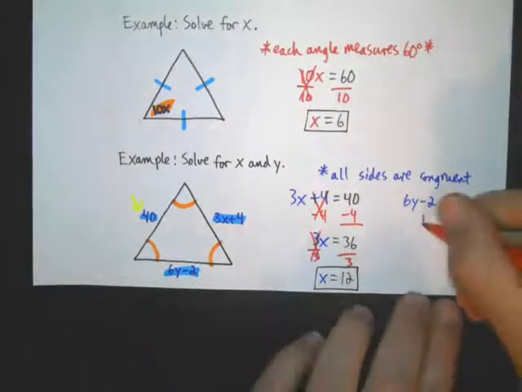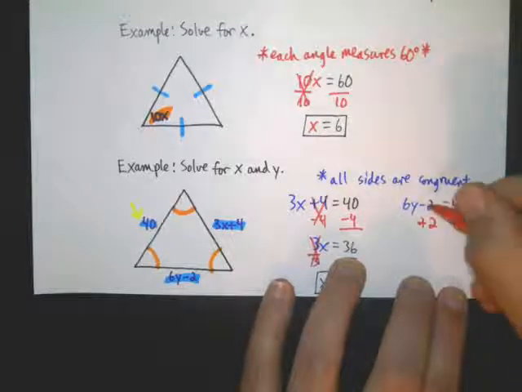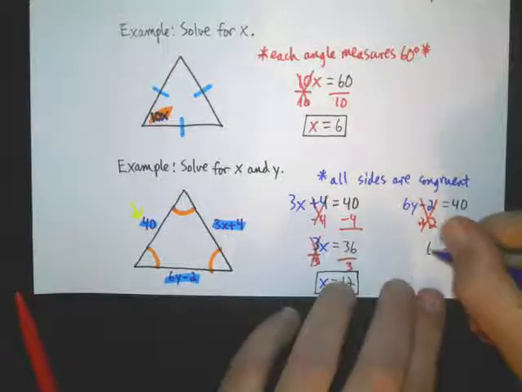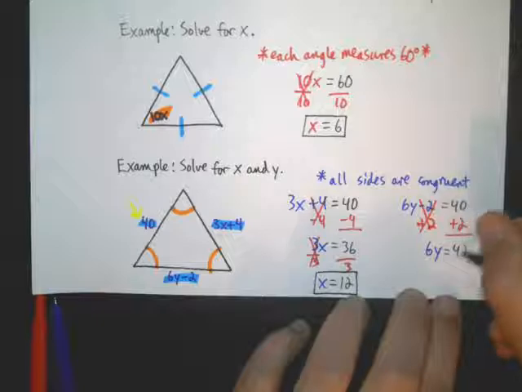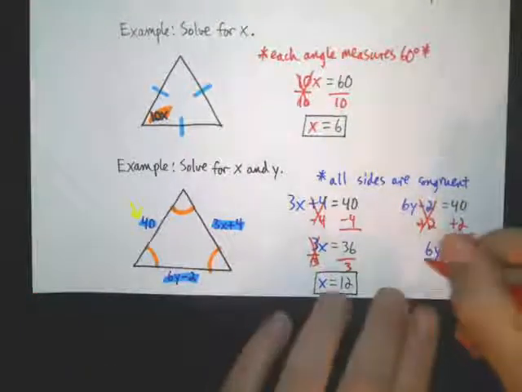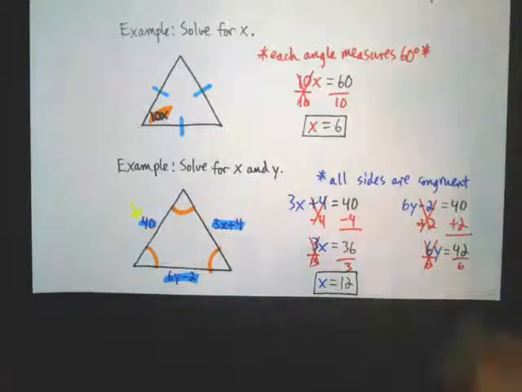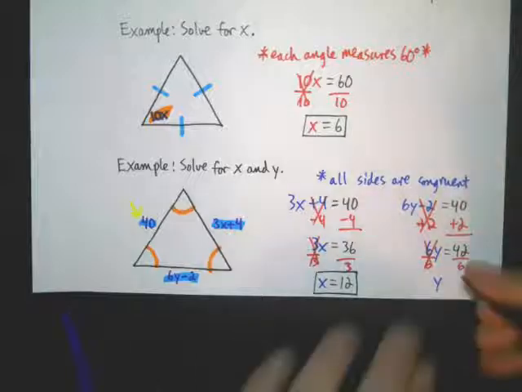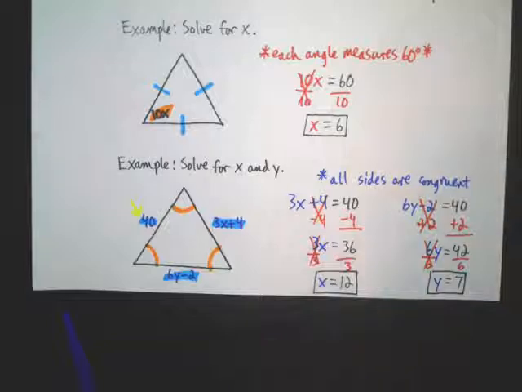And for this one, add 2. Takes care of that. 6y equals 42. Divide by 6. To find that y equals 7. So x equals 12 and y equals 7.